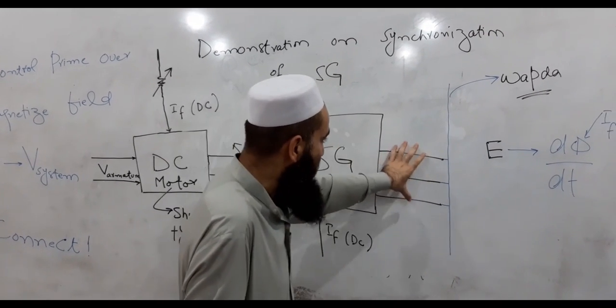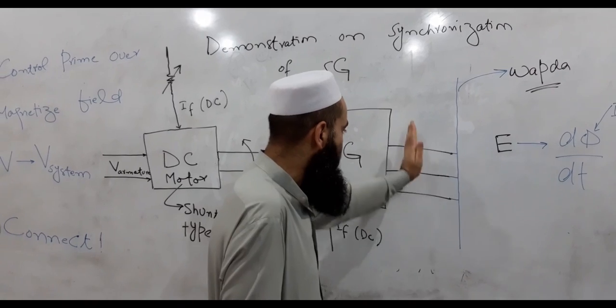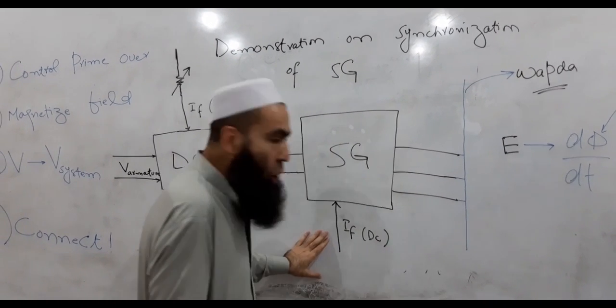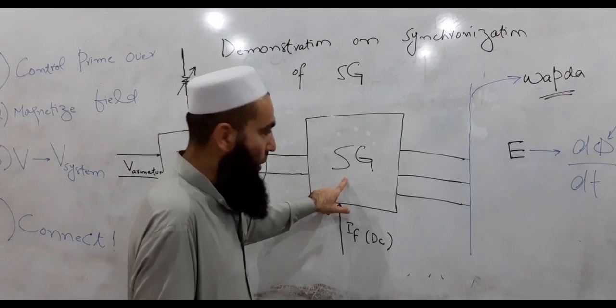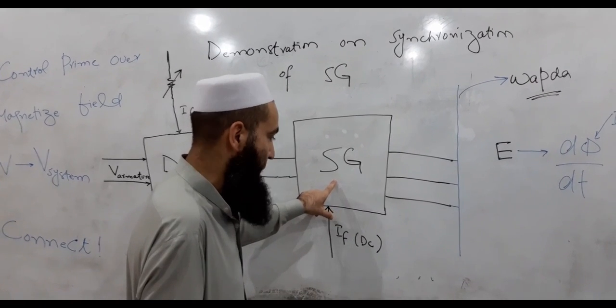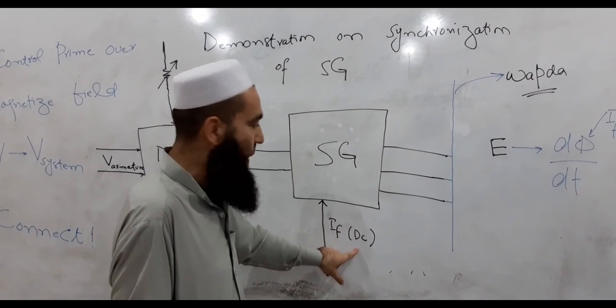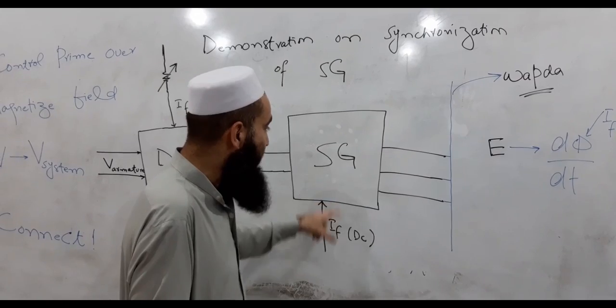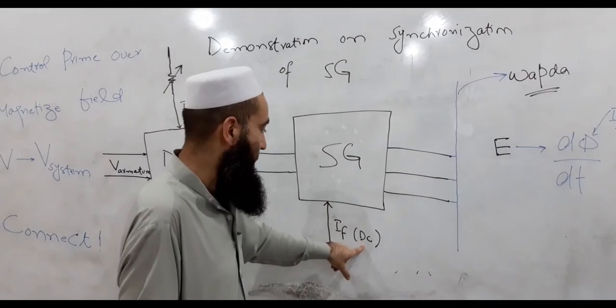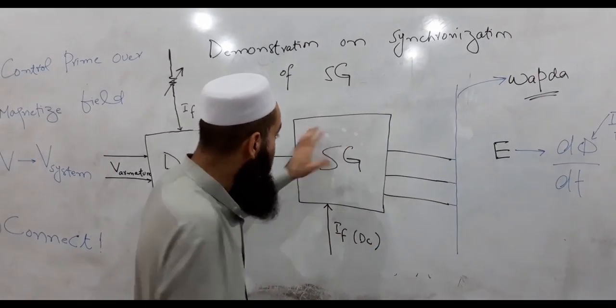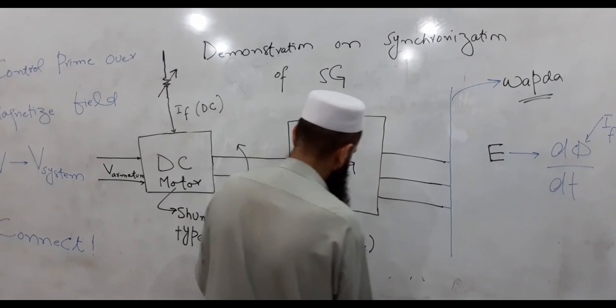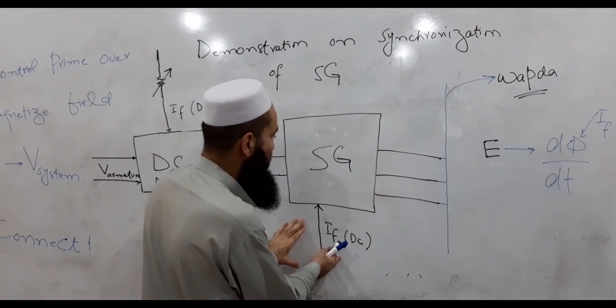This is the armature connection, a three-phase connection, and we also have a field to the rotor windings of the synchronous machine. As we discussed in theory, we have to supply the rotor with a DC current. So this is the synchronous generator, this is the stator, and we will feed the rotor with a DC current.